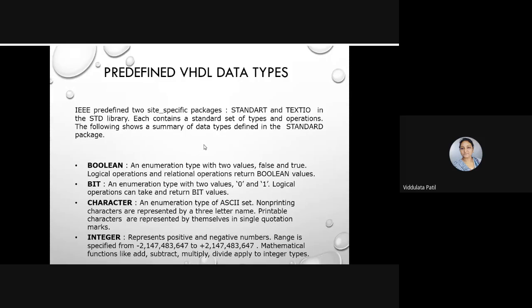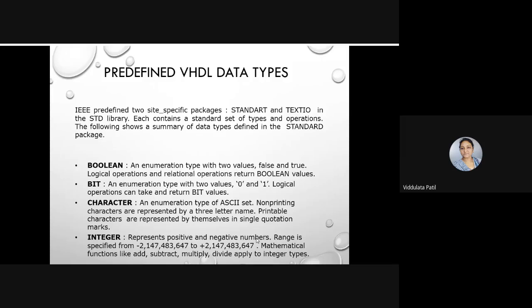Okay, in that case, it will return a Boolean value. Then another type is bit, which has the values 0 and 1. Then character, which is again an enumeration type, of the ASCII set. Then integer, which represents positive as well as negative numbers.